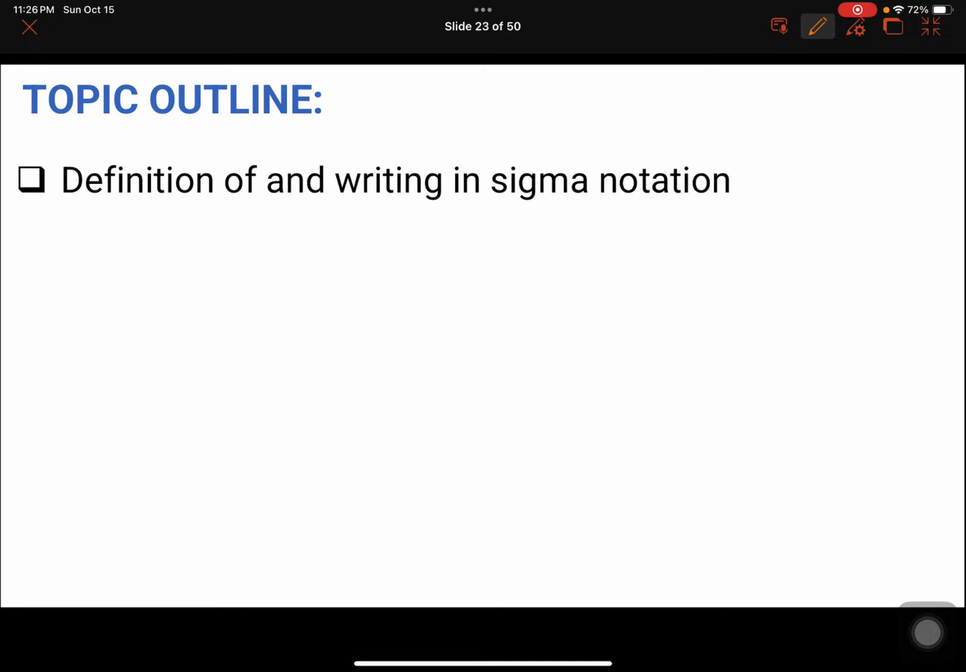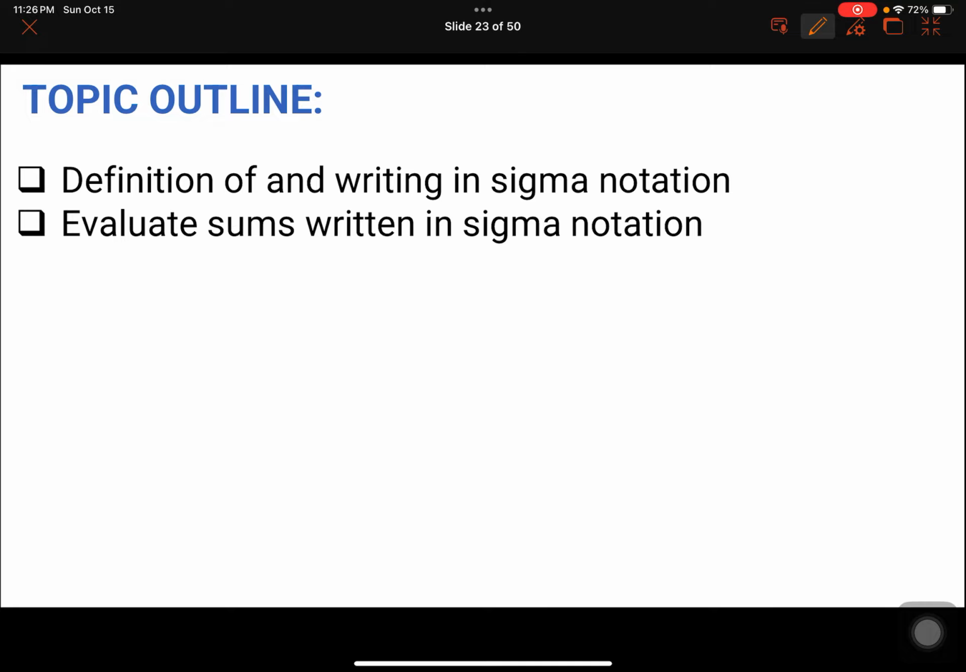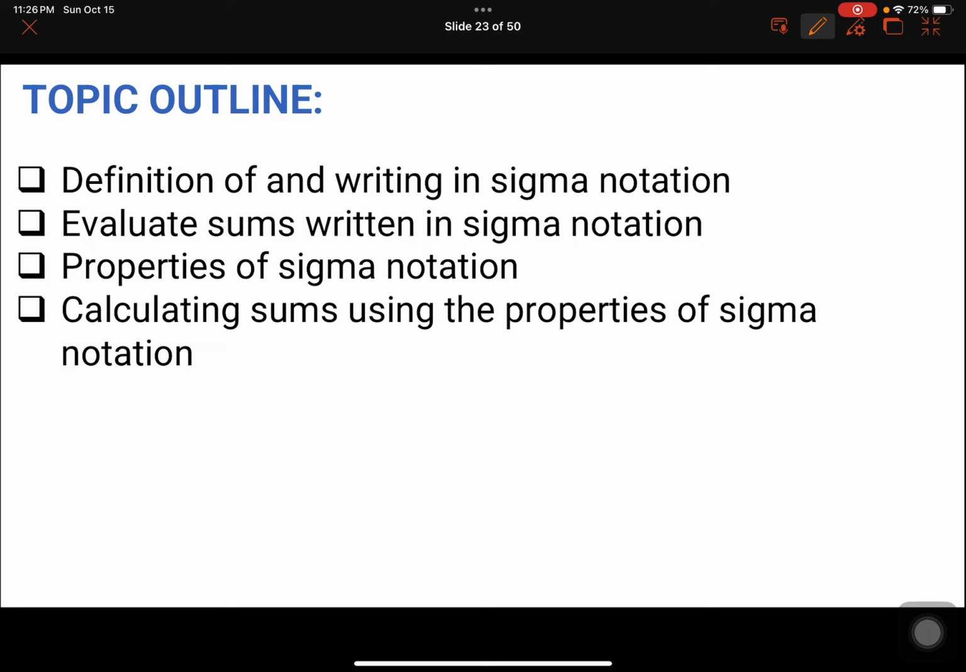So for the topic outline, we will define and write the sigma notation, and evaluate the common sums or the simplest sums written in sigma notation. Then we will discuss the properties of sigma notation for us to solve and evaluate the sums written in sigma notation faster. Then we will calculate sums using the properties of sigma notation.